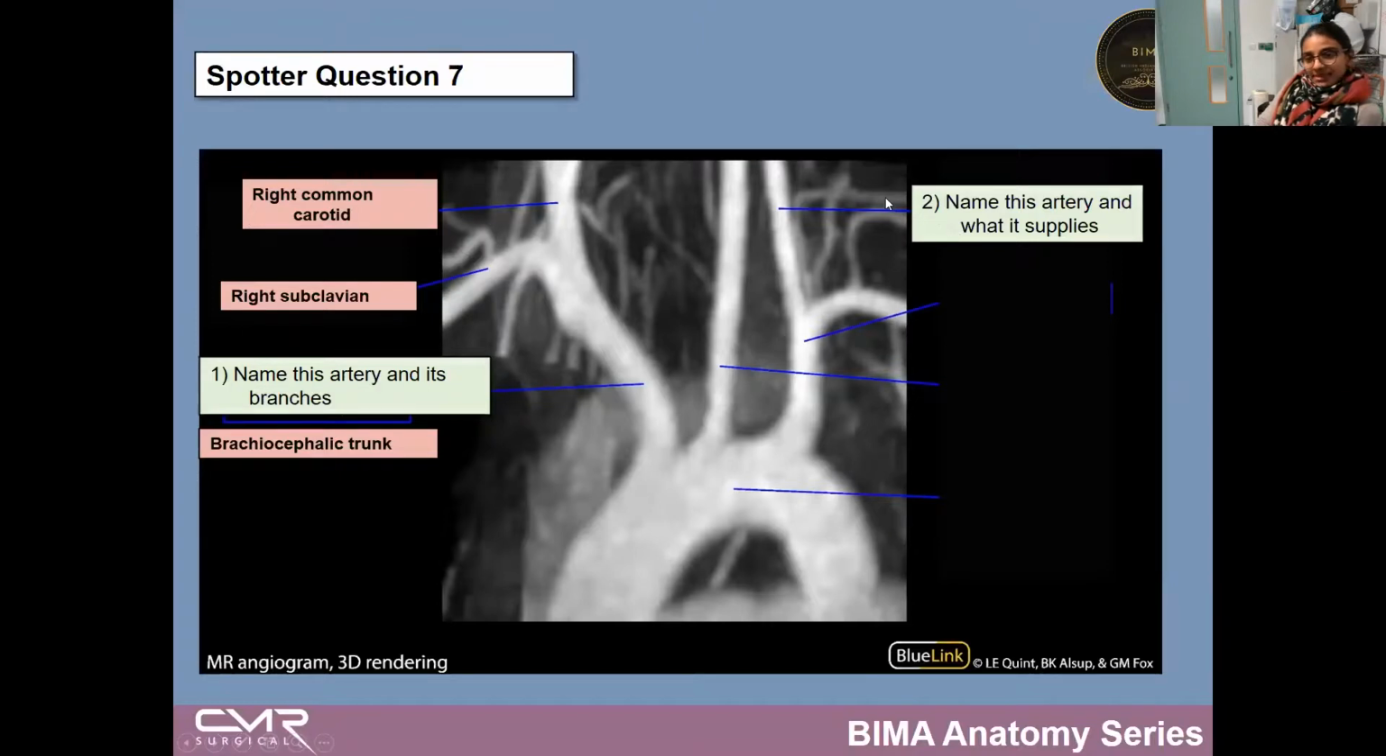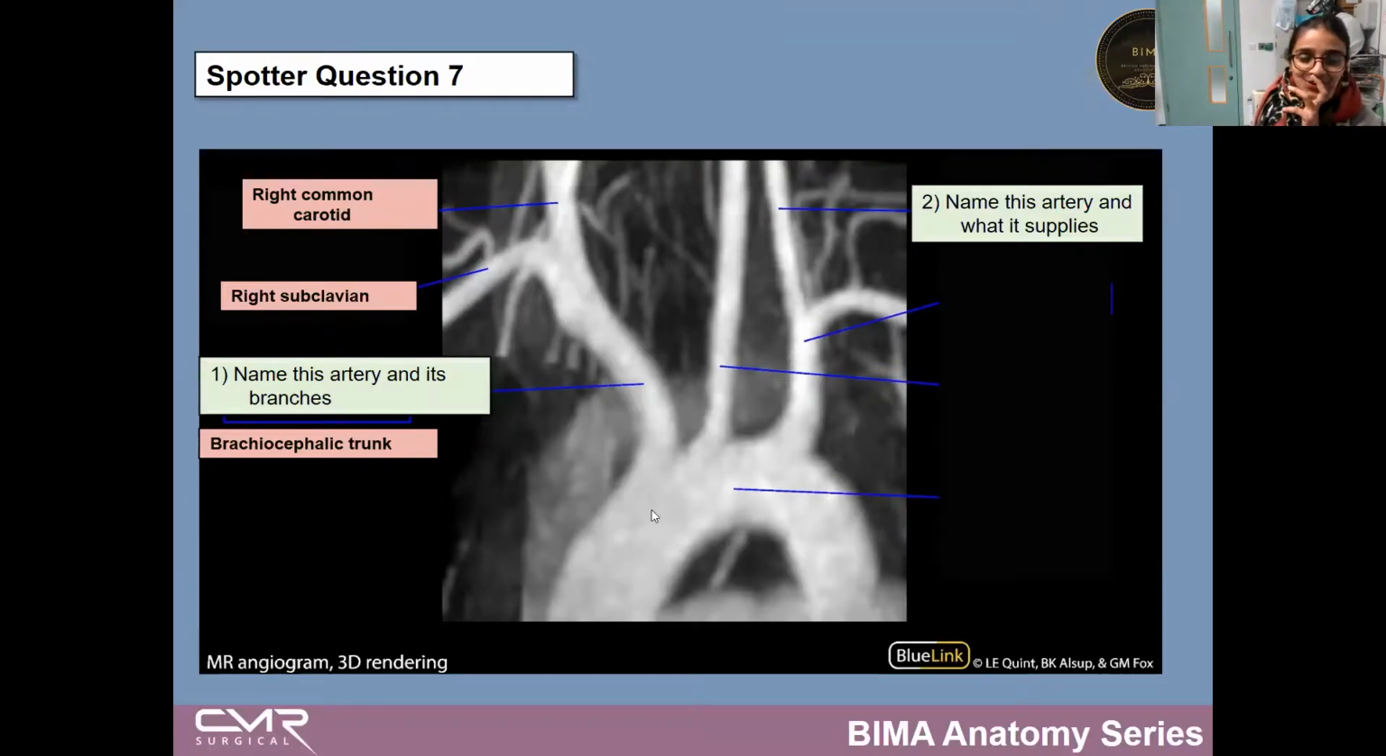And then this artery here, what do we think this is? This is a tricky question. Don't get fooled. Don't be fooled. I guess me saying that would put you off answering, wouldn't it?